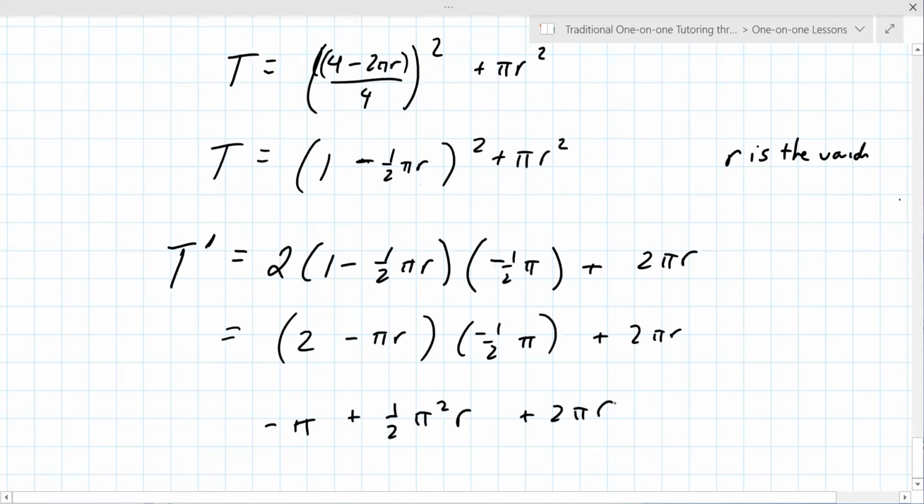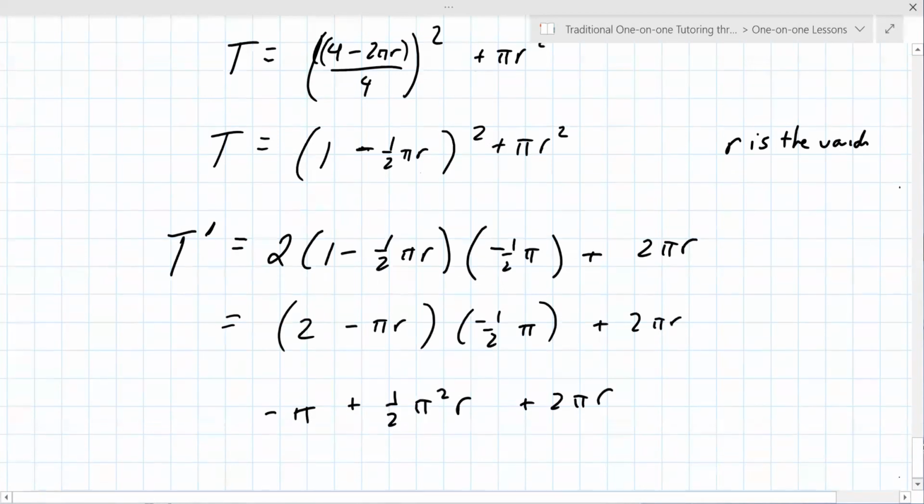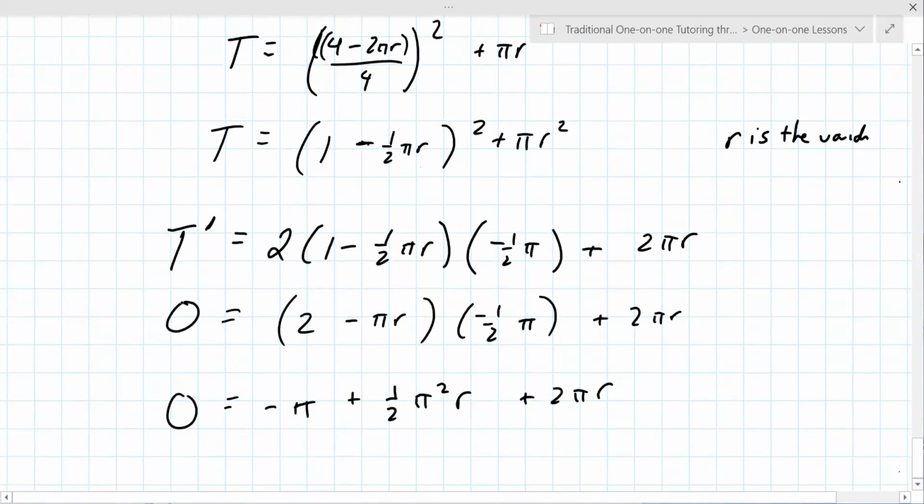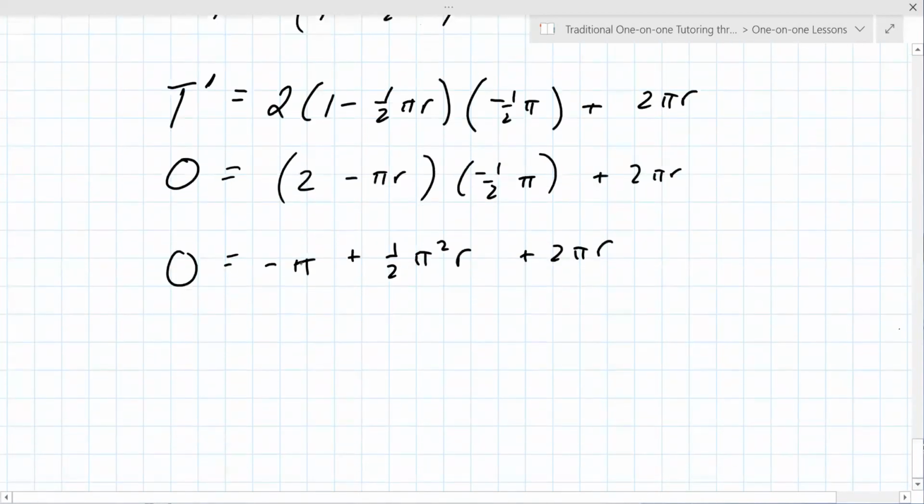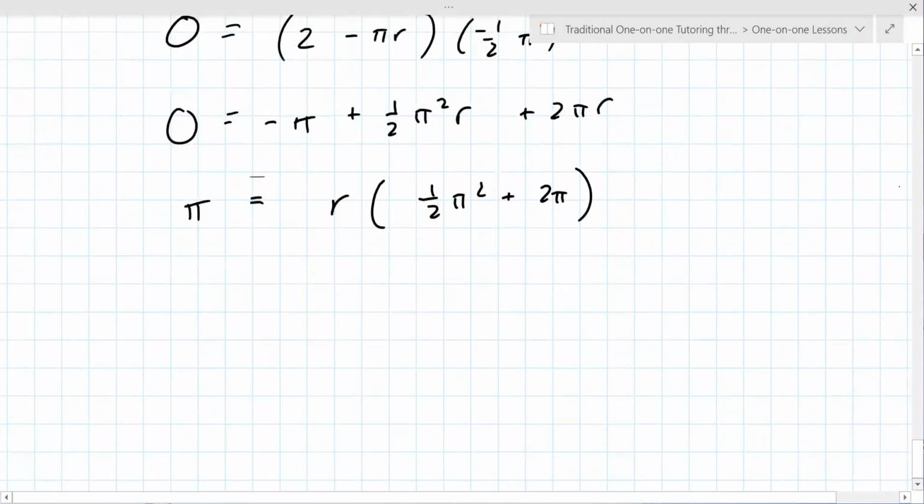And we're solving for r. So we're setting this equal to 0 and we're solving for r. So we're going to move the pi over, and then we're going to factor an r out of both of these. So it's r times (1/2 pi squared plus 2 pi), and then you divide. So r equals pi over 1/2 pi squared plus 2 pi.